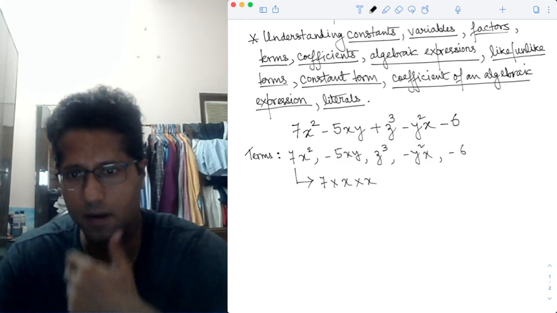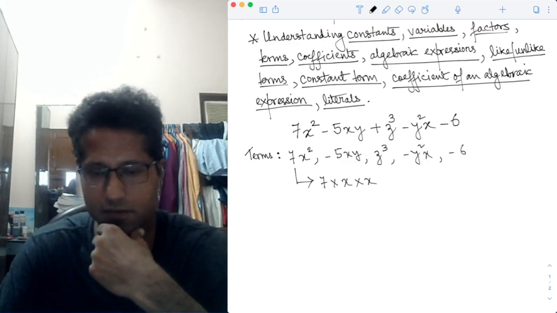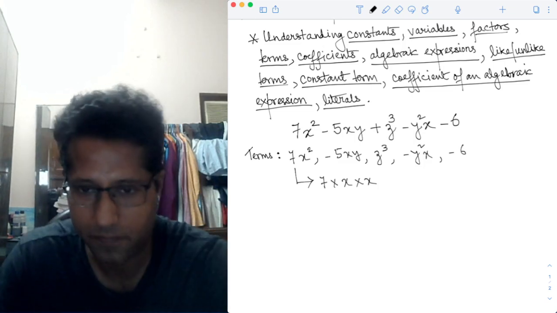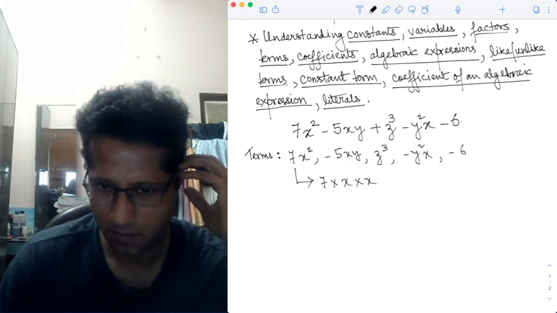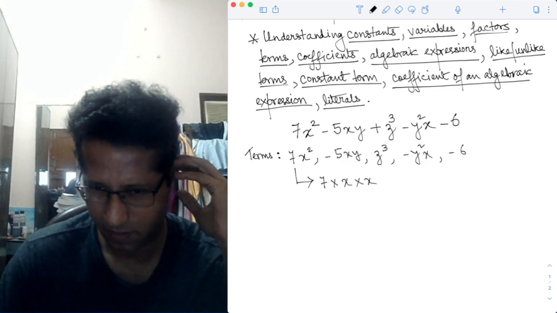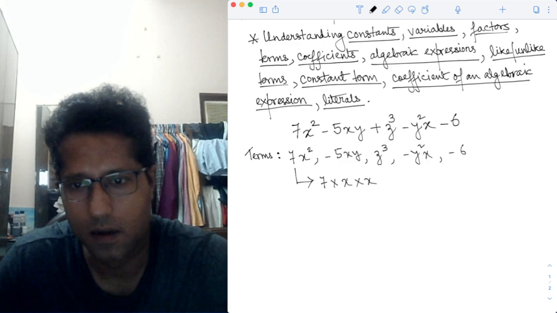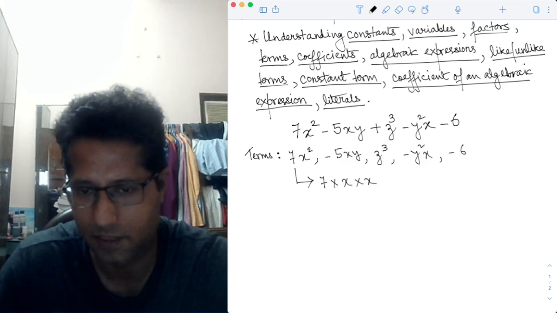It will not be possible to explain all the terms, so I am considering one example, 7x square, to explain what a term is. This term 7x square is nothing but the product of 7 and 2 x's. So we have a constant, 7 is a constant, and we have two literals. I mean the same literal, but it's appearing two times. x is a literal.